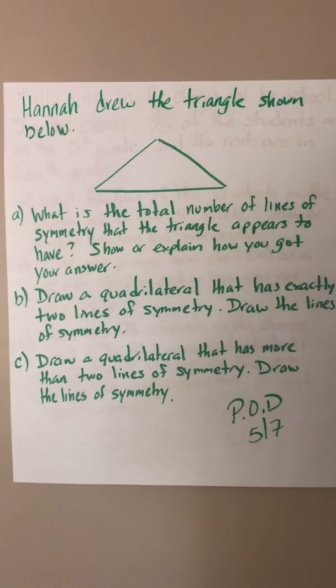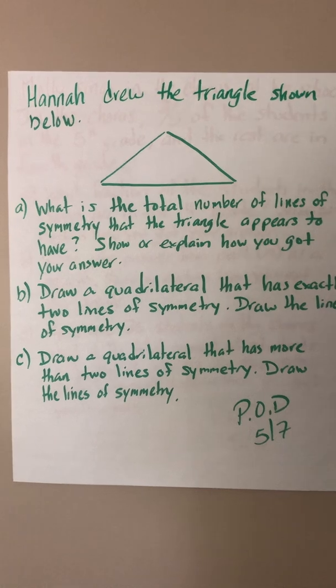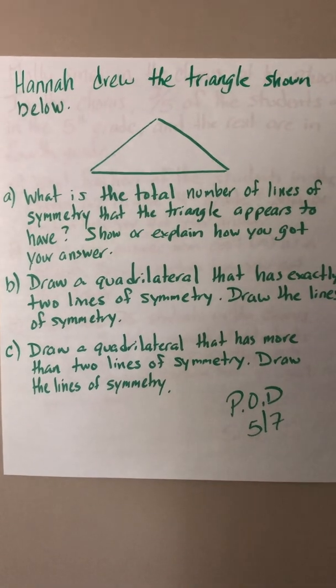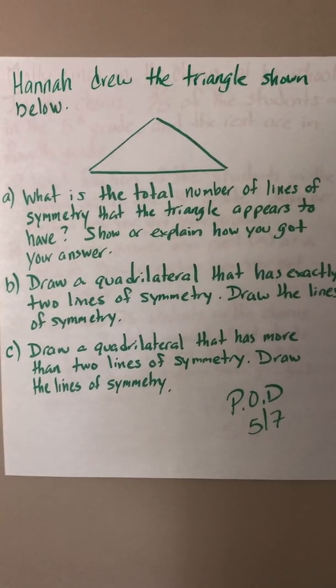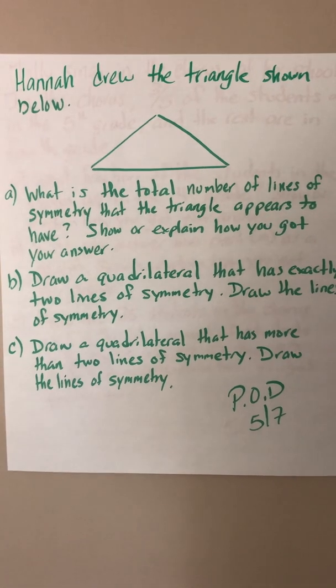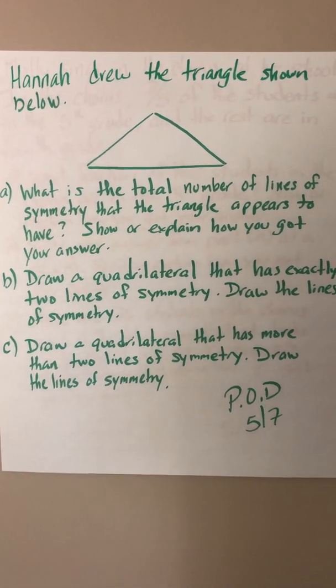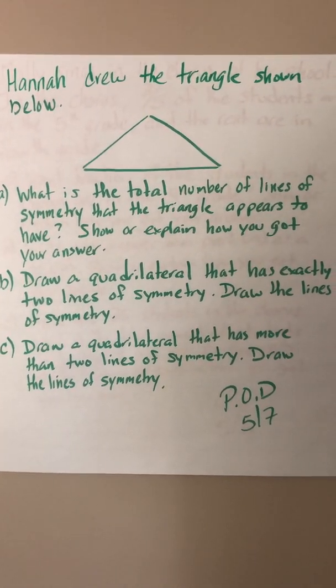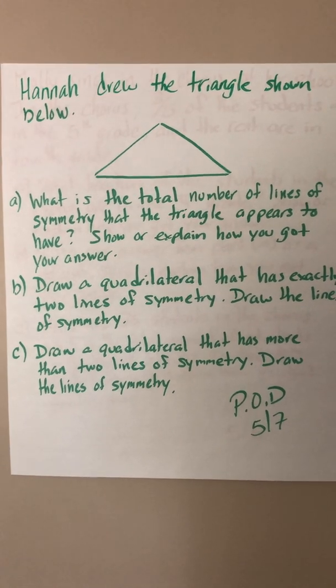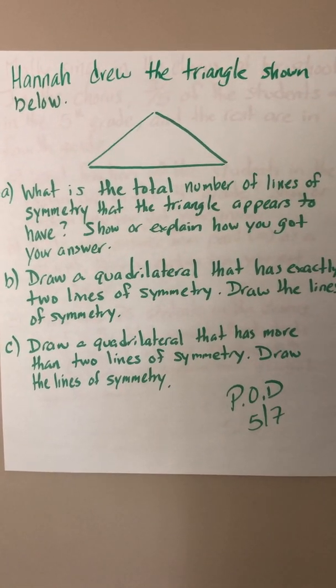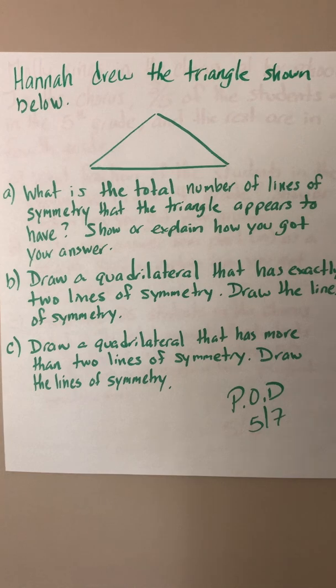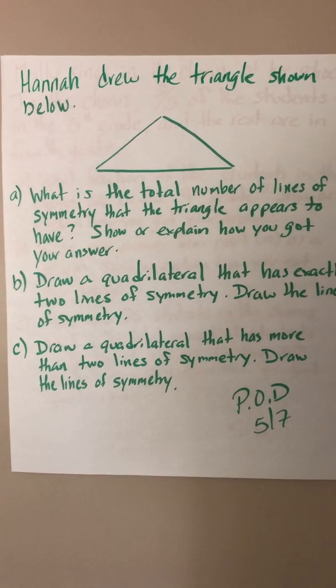So it said, Hannah drew the triangle shown below. Part A, what is the total number of lines of symmetry that the triangle appears to have? Show or explain how you get your answer. Part B, draw a quadrilateral that has exactly 2 lines of symmetry. Draw the lines of symmetry. In Part C, draw a quadrilateral that has more than 2 lines of symmetry. Draw the lines of symmetry.